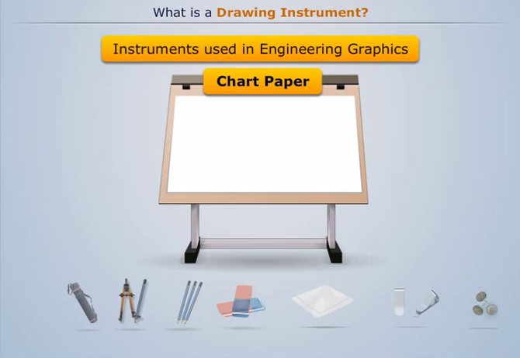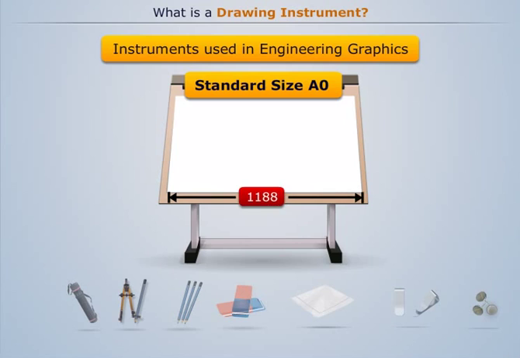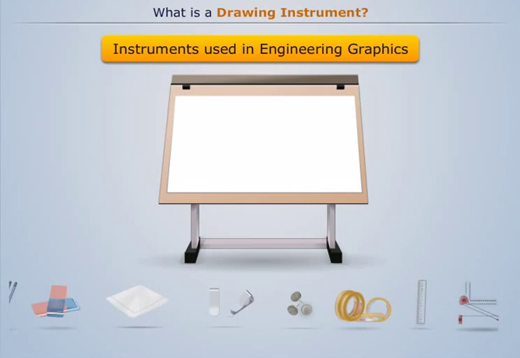Drawing sheet, also called a chart paper, is a sheet used for drawing. Its standard size is A0, whose dimension is 1188 mm in length and 840 mm in width. Drawing pins and clips are used to fix the drawing sheet on the drawing board. Sellotape is used to fix the sheet on the board.